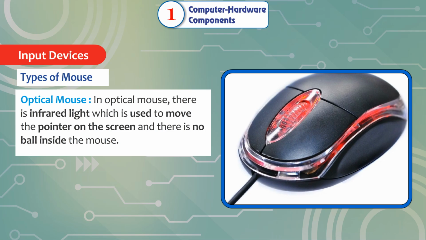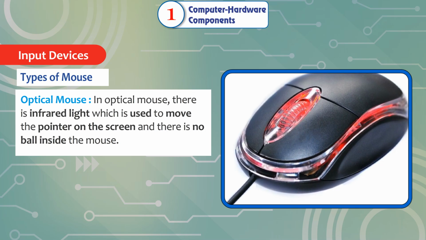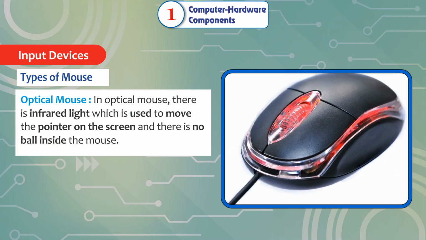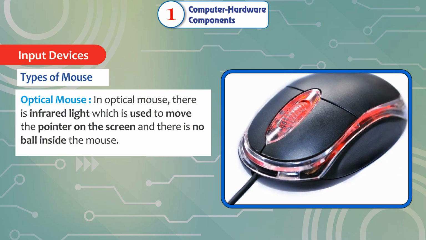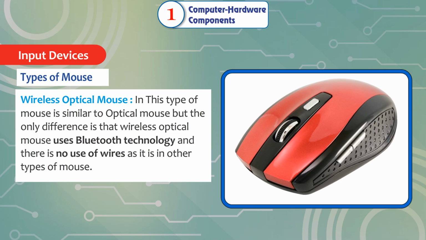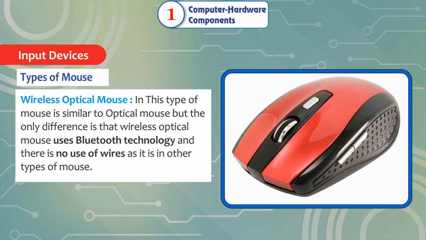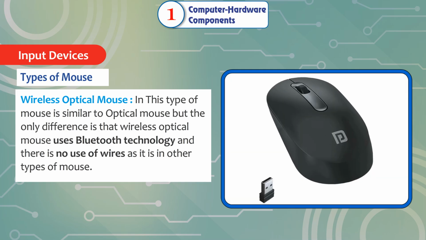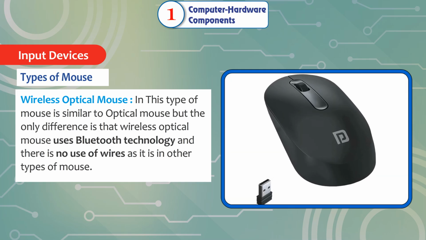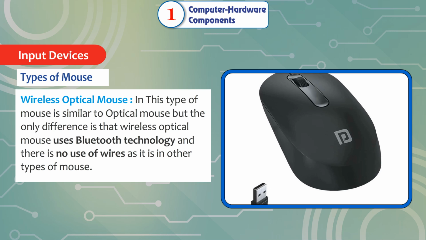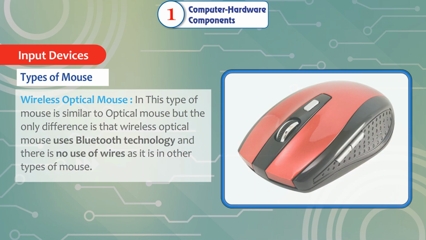Optical mouse. In optical mouse, there is infrared light which is used to move the pointer on the screen, and there is no ball inside the mouse. Wireless optical mouse. This type of mouse is similar to optical mouse, but the only difference is that wireless optical mouse uses Bluetooth technology and there is no use of wires as it is in other types of mouse.